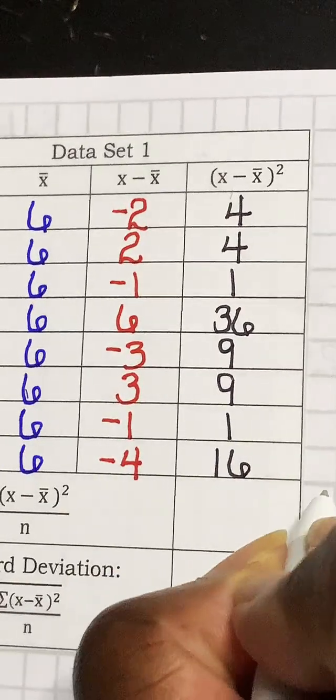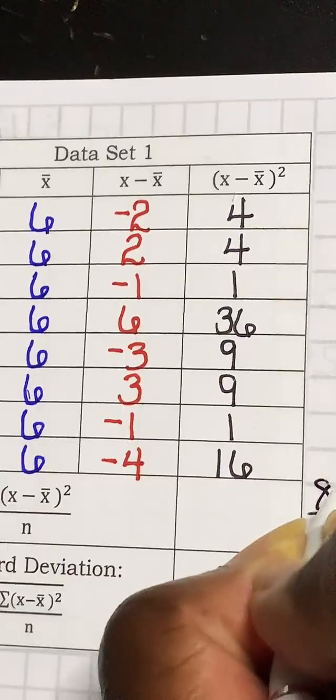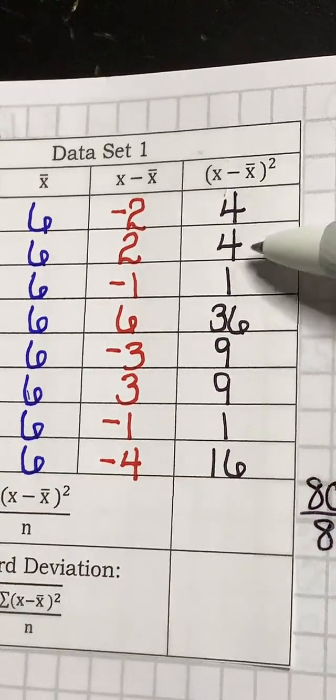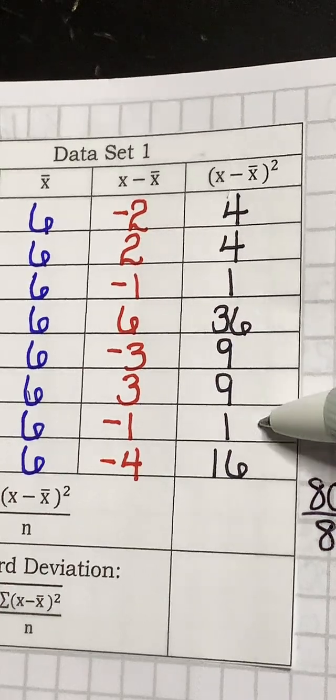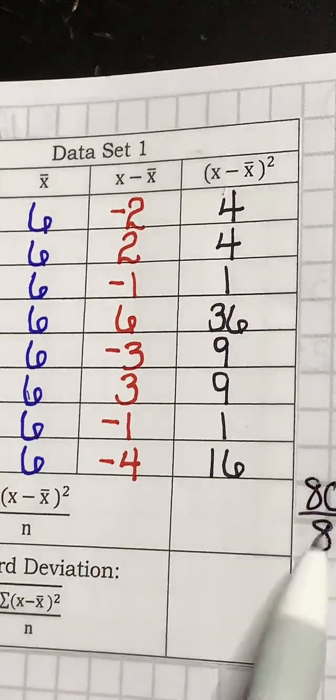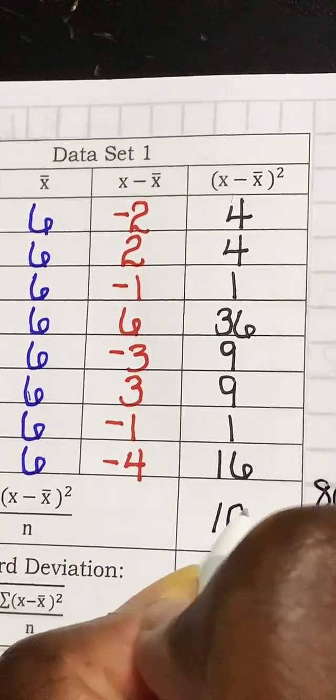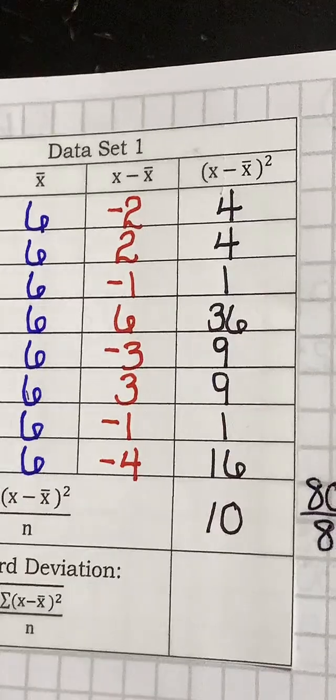Good. So when you add them up, you get 80. And then since there were 8, 1, 2, 3, 4, 5, 6, 7, 8, 80 divided by 8 gives us 10.